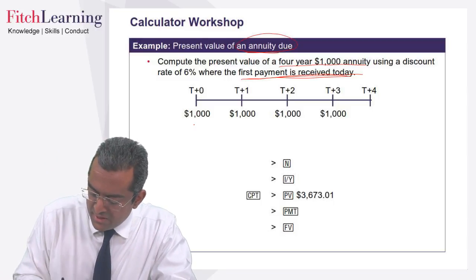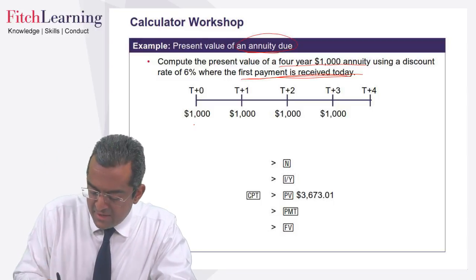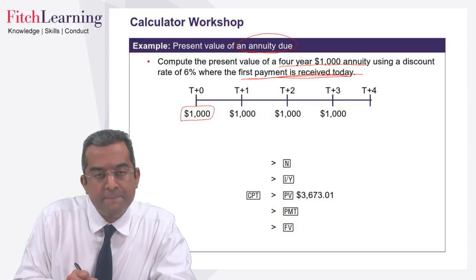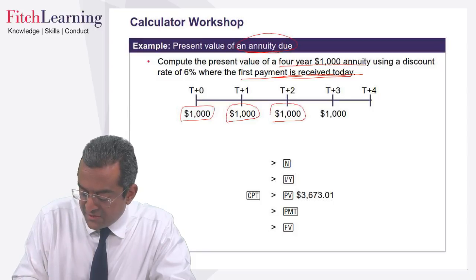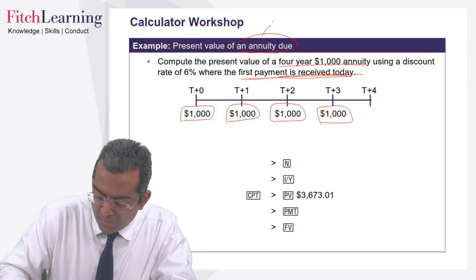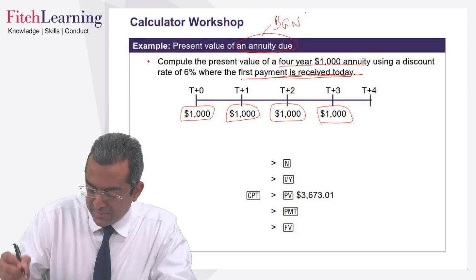On a timeline, which of course goes out to 4 years, the first payment is received today. If you like, it's received at the beginning of each of the next 4 years. So, begin at the beginning.